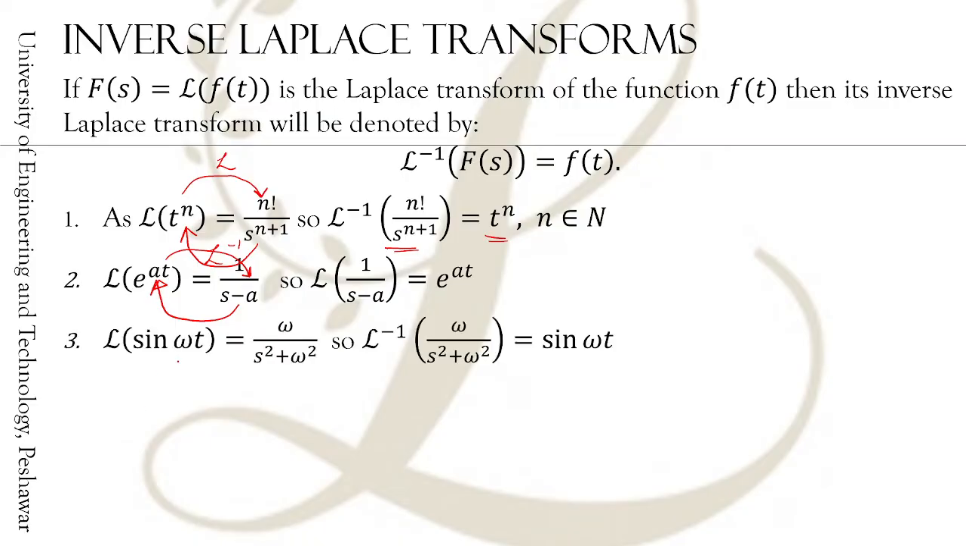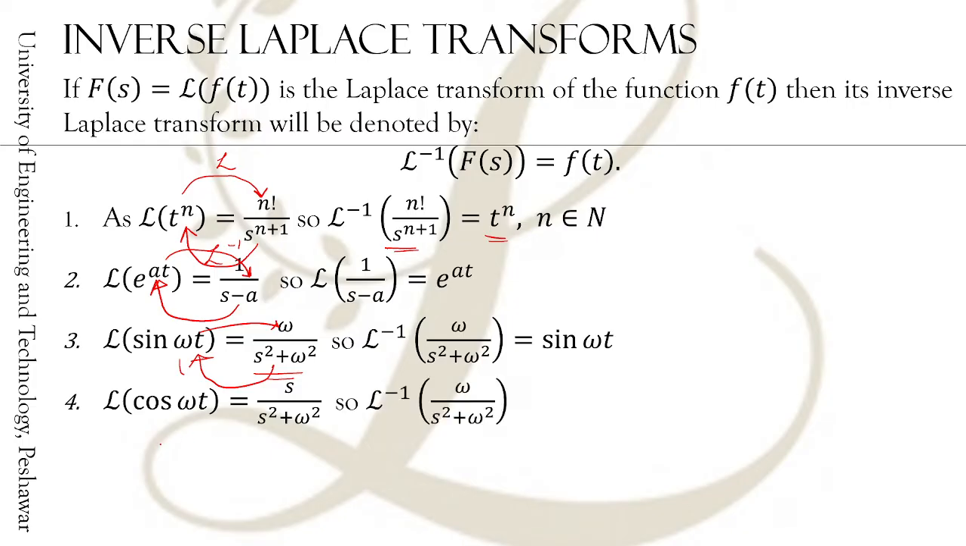Laplace of sine omega t was proven to be omega by s square plus omega square. But if you see this one and want to find f of t, so this will be this function. Cos omega t was s by s square plus omega square, so Laplace inverse of this will be what? This will be cos omega t.